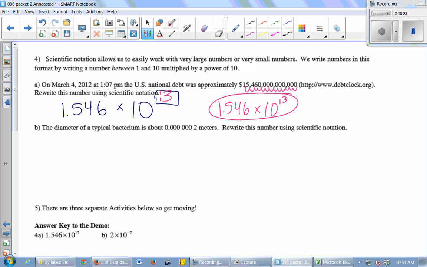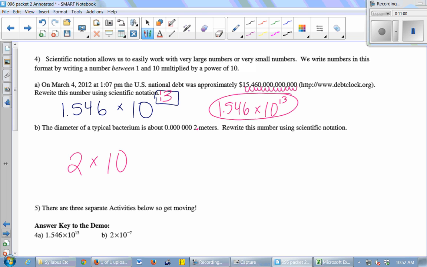Okay, the diameter of a typical bacterium is about, see, I want to say this number right. That's tenths, hundredths, thousandths, 10,000ths, 100,000ths, millionths, 10 millionths, 2 10 millionths of a meter. Okay. I want to rewrite that number in scientific notation. Where should I put the decimal point in that number to make a number between 1 and 10? After the 2. Yeah, so this is going to be 2 times 10, and then if I put the decimal point there, I'm going to have to move it to the left to get it back.